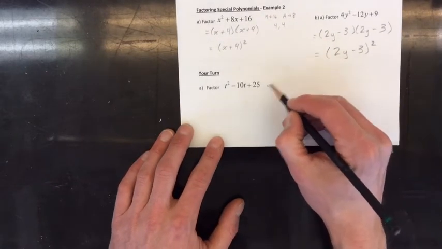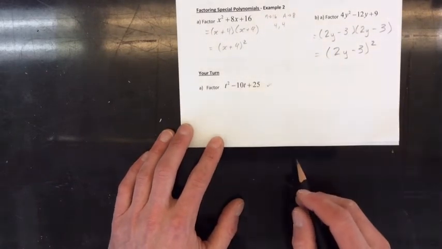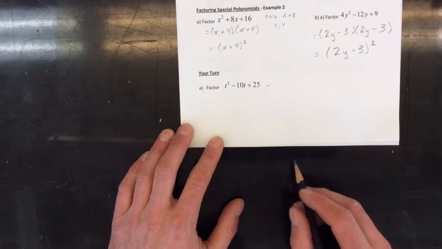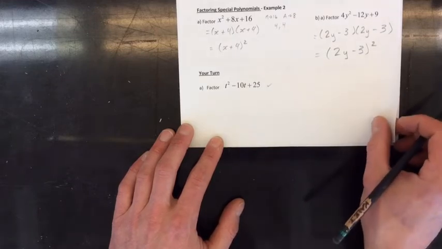So now it's your turn. Try t squared minus 10t plus 25 factored into two binomials. If they're repeated, you can write them as squared.